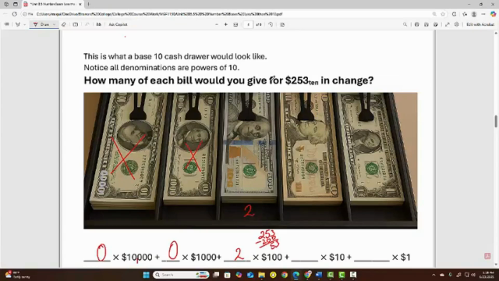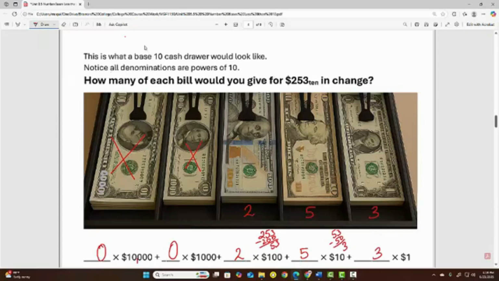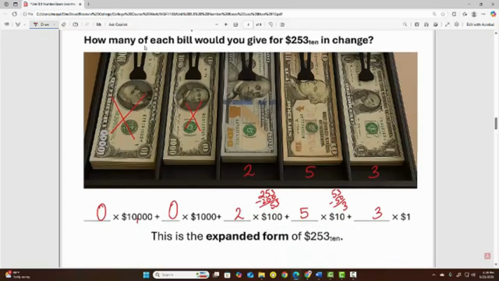How many tens fit into 53? Well, 5 of them, right? 5 times 10 is 50. So out of the $53 left to give them, we've now given them 50, leaving 3, so we need 3 $1 bills. This is what we call the expanded form of the number 253. We usually would just write this part. There's no need to put the zeros at the beginning.